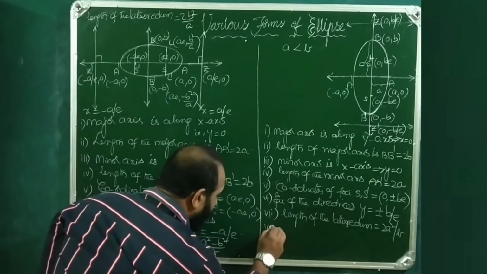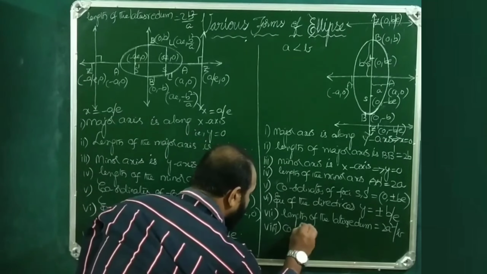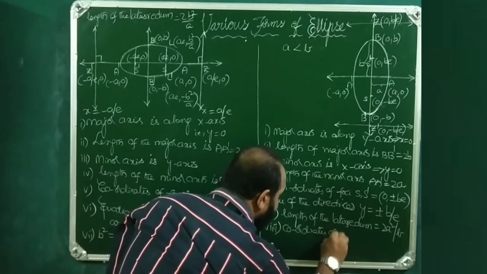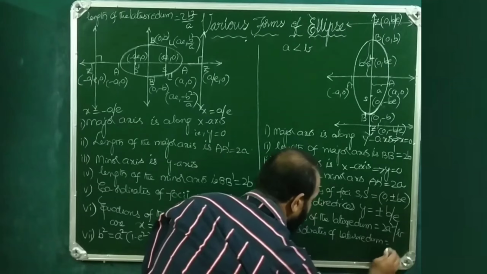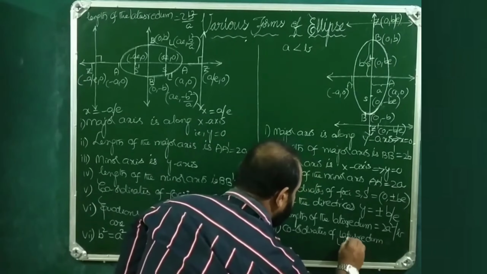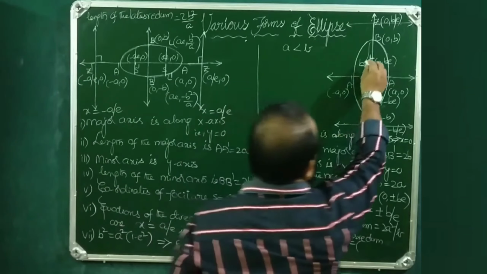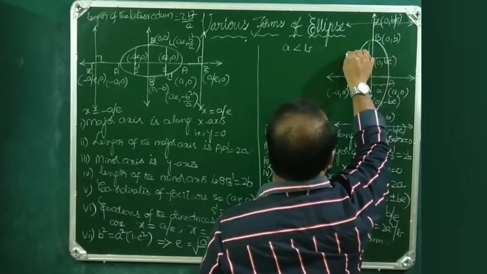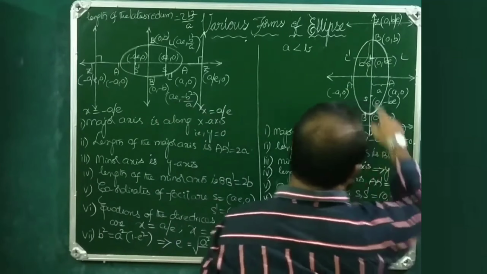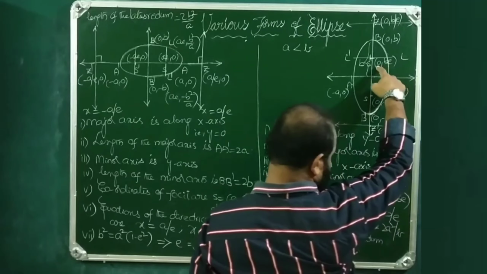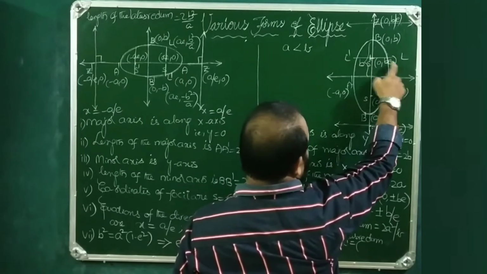Here, what are the coordinates of the latus rectum? Coordinates of the latus rectum, that is equal to L dash. So this is a square by b, comma, this is lying in first and second quadrant, plus plus minus plus.